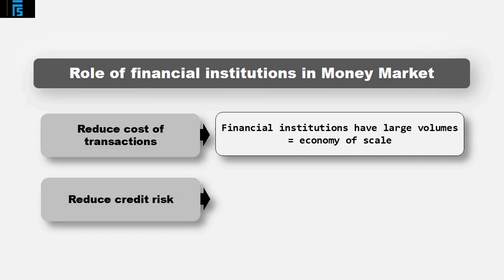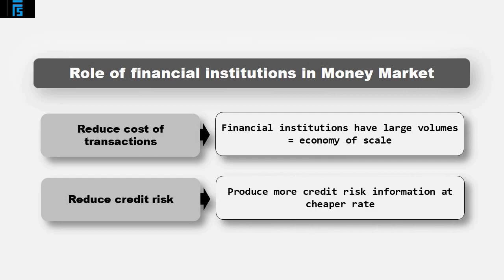They can reduce credit risk. For example, an individual with $200,000 to invest will have to engage a specialist or many specialists to assess the credit risk of various investment options. This will be costly and will quickly eat into their investment monies. A financial institution often has access to these specialists in-house and has experience in investing in specific areas, so can produce more credit risk information at a cheaper rate, reducing this credit risk to the investor.